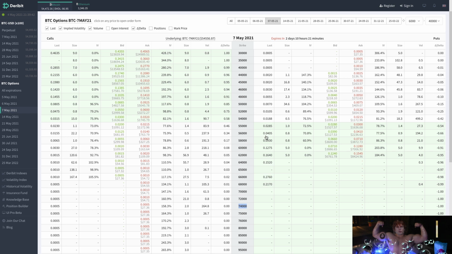There is volume, but there's less volume on the extremes. The volume is concentrated in the middle, around the current trading price.